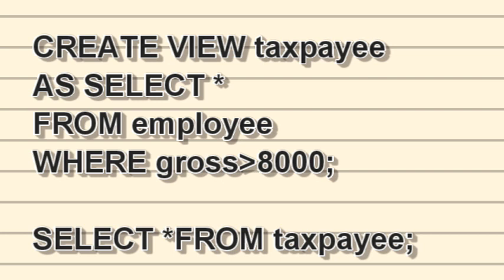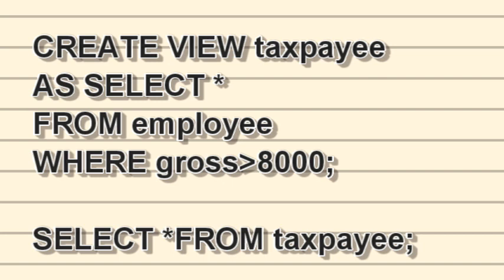Select star means all the data that I want from the employee table, where I have specified that the gross should be greater than 8,000. It means I just want to create a view for the tax pay where the gross is more than 8,000. Only those details will be displayed to me. So the view will have the details of those employees having gross of more than 8,000. Now this view can be used like any other table. It can be queried, updated, inserted, deleted, etc.